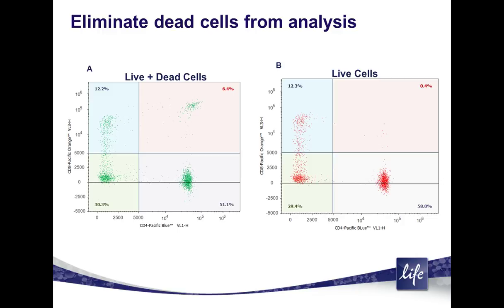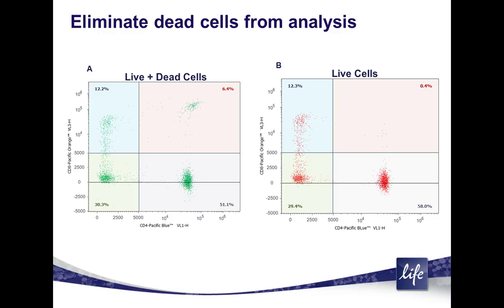Plot A on the left was gated on lymphocytes using a forward side scatter plot only. The live and dead cells are both included in the gate. And you can see that there is an abnormal co-positive population. In normal individuals, CD4 and CD8 are mutually exclusive.